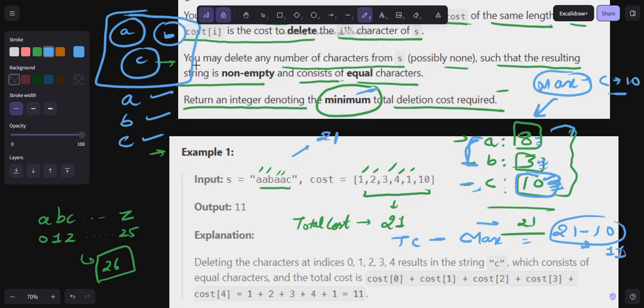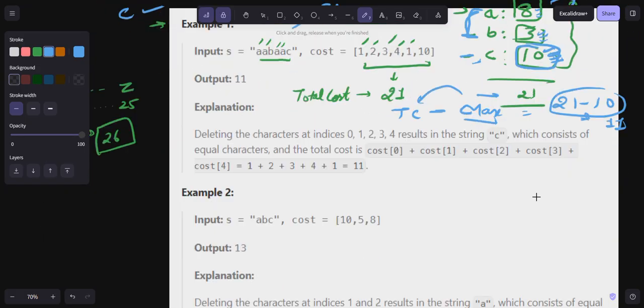Now in this overall cost I can only keep one. In this box I want to keep only one. So definitely I want to keep the max one inside it, and others I will remove, because I can only keep one. That is why whatever the max value is, I am going to subtract it from the total cost. I hope it is clear now. So this is what we need to do.